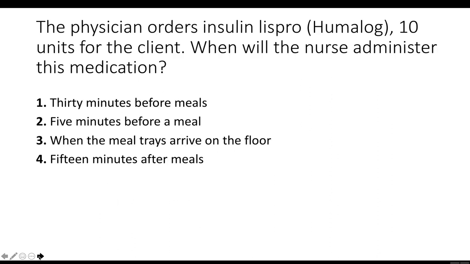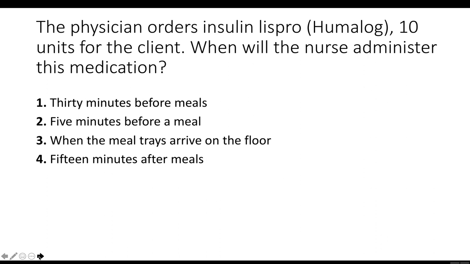This one is 2. So the onset of action for insulin Lispro, Humalog, is 10 to 15 minutes, so it must be given 5 to 10 minutes before the patient eats. So what would be a priority nursing intervention? Make sure the food's there before you give it.